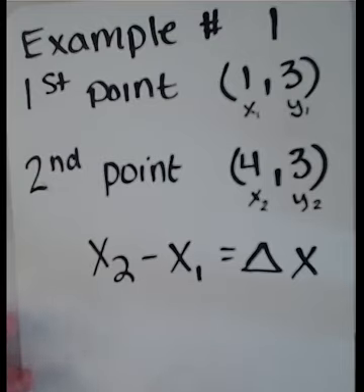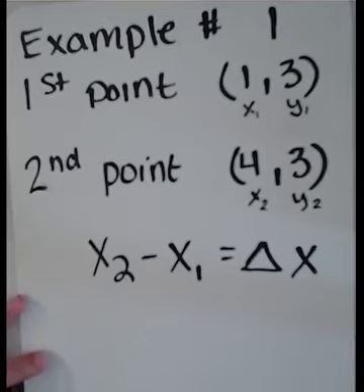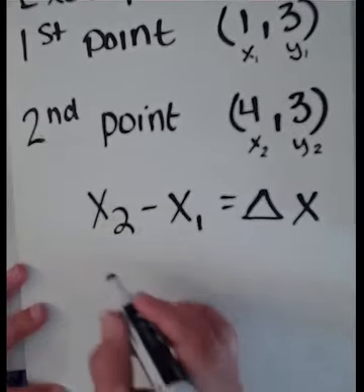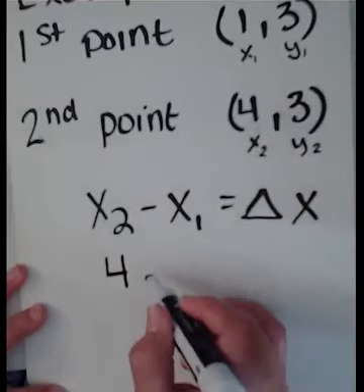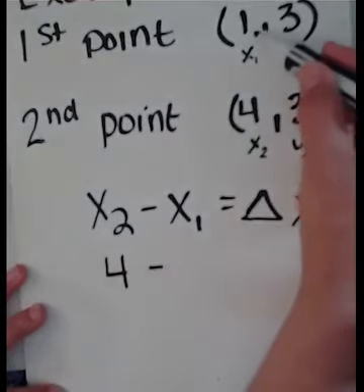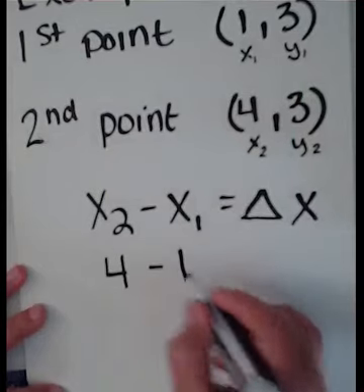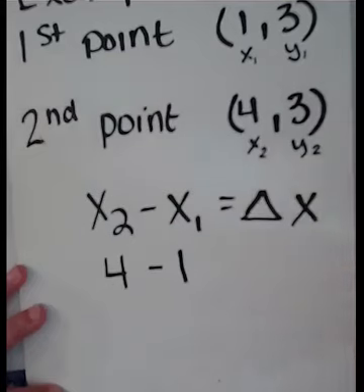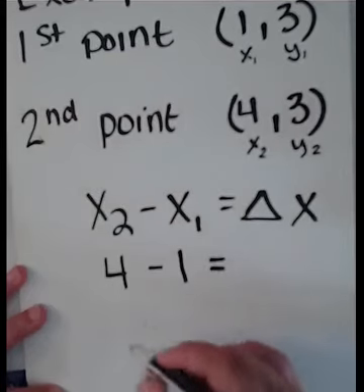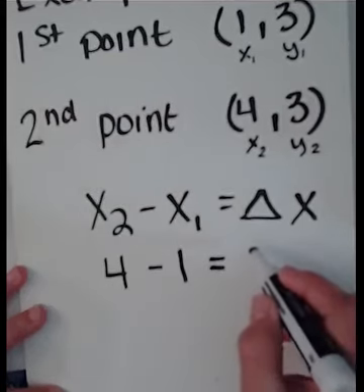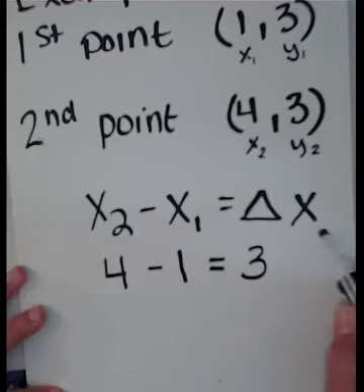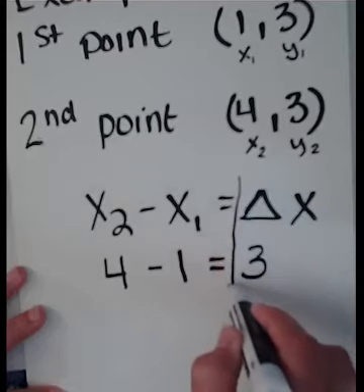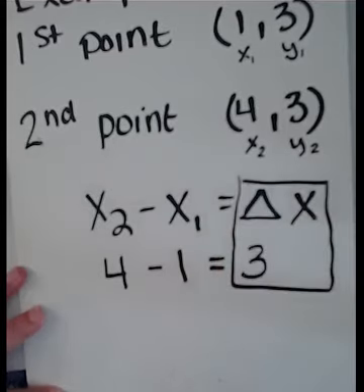So now we can substitute in our values. x2 is represented by 4 right here in point 2, and x1 is represented by 1 in the first point. We complete that math equation and we get 3. So the change in the x value is equal to 3.